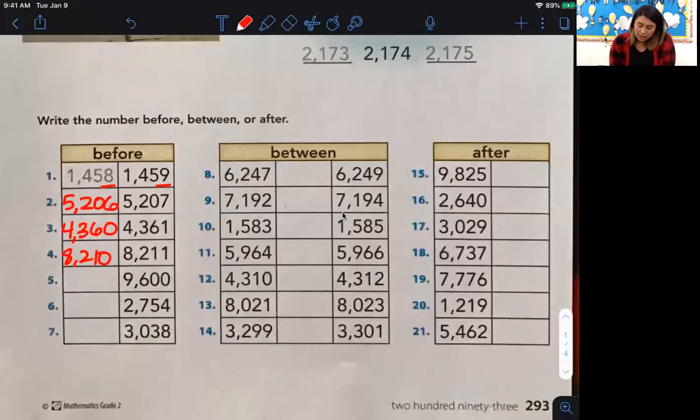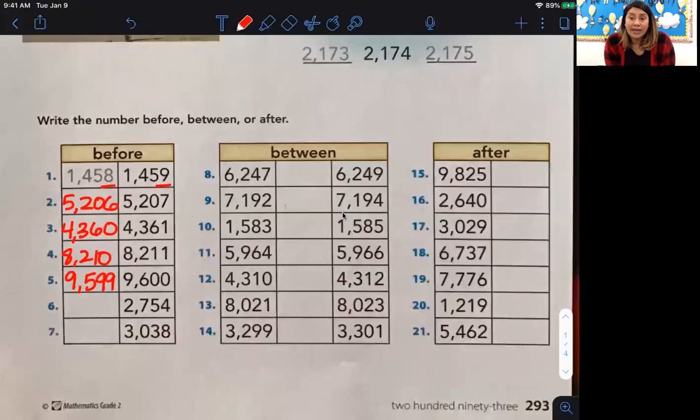All right, let's do this one because it's kind of tricky. 9,600. It would be 9,599. Good job. Okay. Next, let's go into the middle. I'll let you guys do those two on your own.